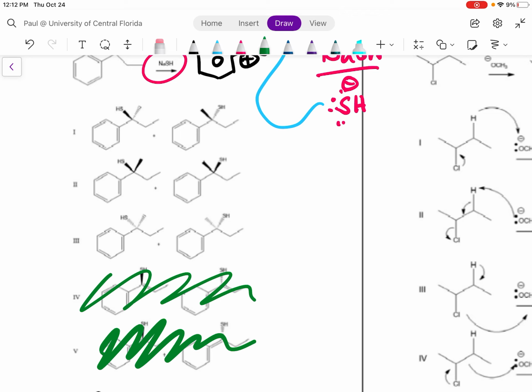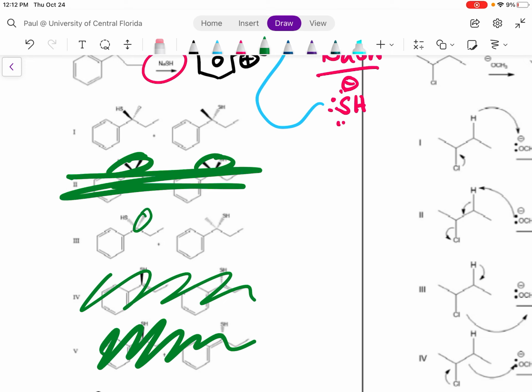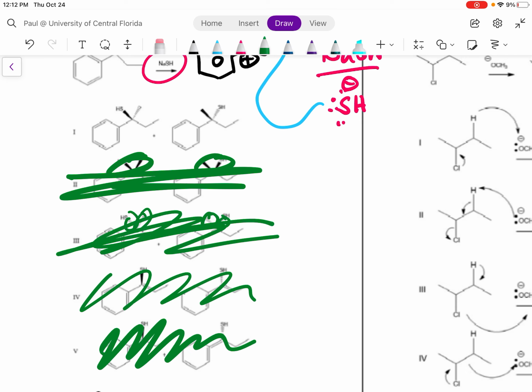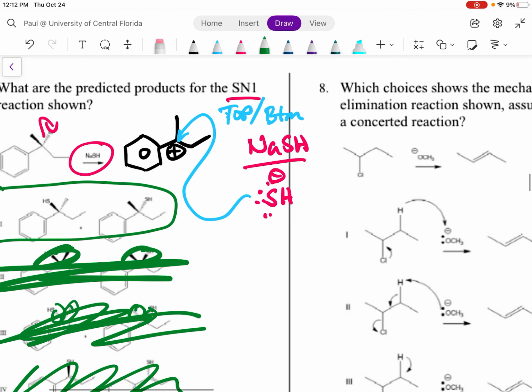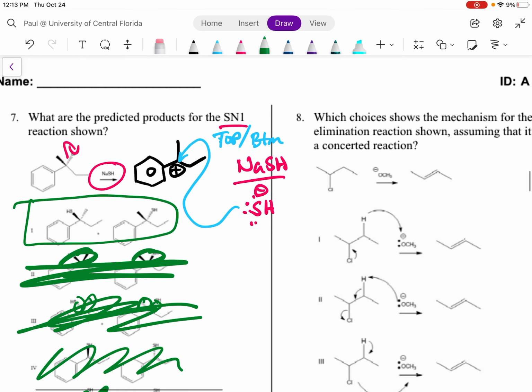Now, what about these guys? Well, you can't have two wedges on the carbon. And you can't have two dashes on the same carbon. So by process of elimination, that would be the correct answer. But I would hope you wouldn't approach questions like that. You try to solve it just straight up. Look at the reagents, predict the product, and then see if it matches.